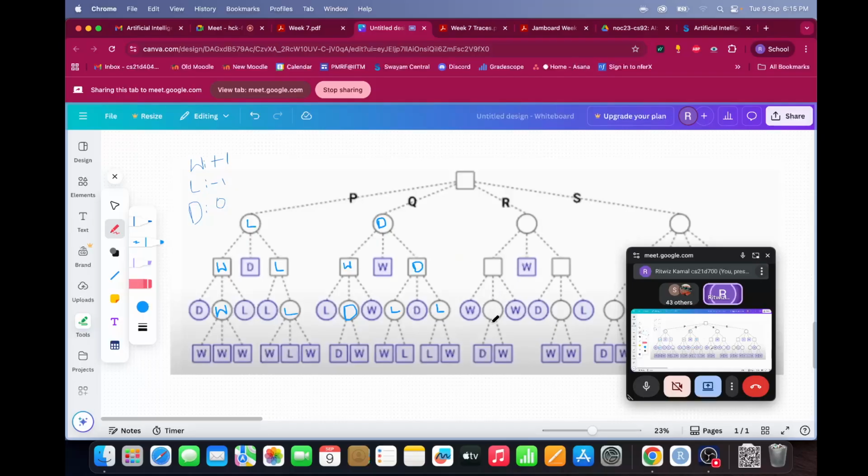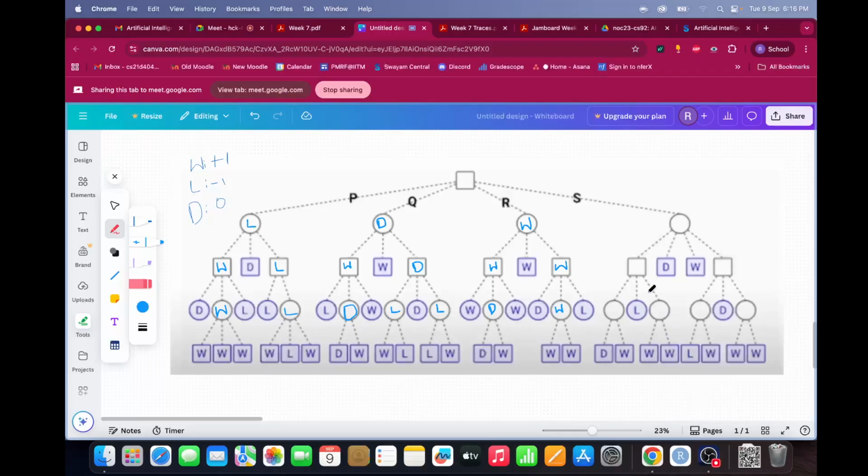Now let's go for R, the strategy R. This min node is going to have D, and hence this max node will be having a W. This min node will have a W because it doesn't have any other option, and this max node will also have a W. This will also have a W, and now we are only left with one strategy, which is strategy S. Let's fill in that.